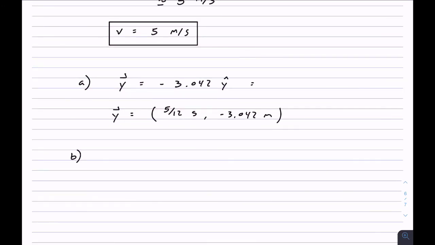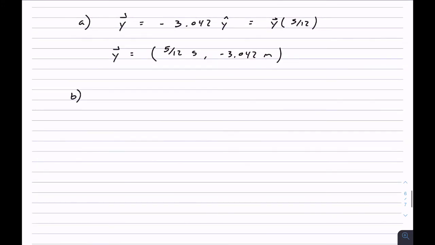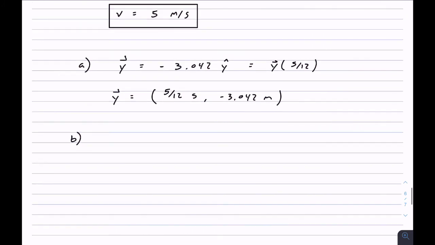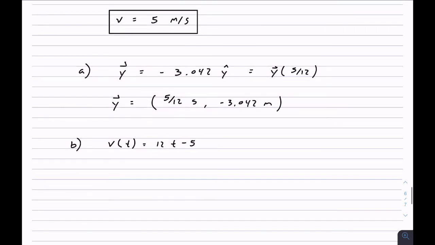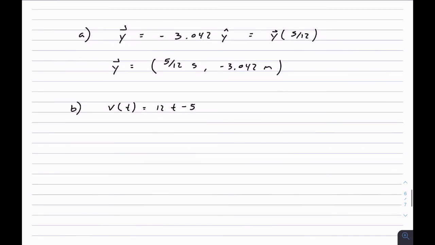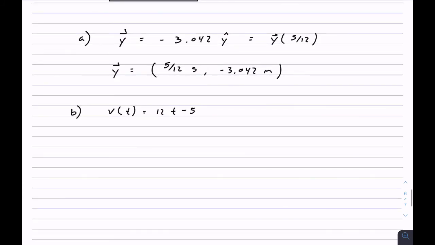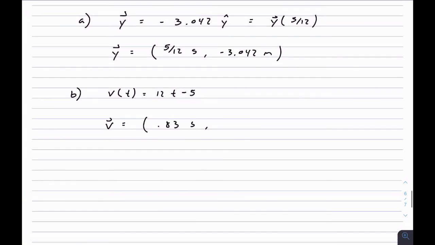This is actually y of 5/12. Okay, and then what is our velocity vector again? 12t minus 5. But we ended up with 5 meters per second in the positive direction. What was our time? Our time was 0.83 seconds. So v is equal to 0.83 seconds and 5 meters per second.